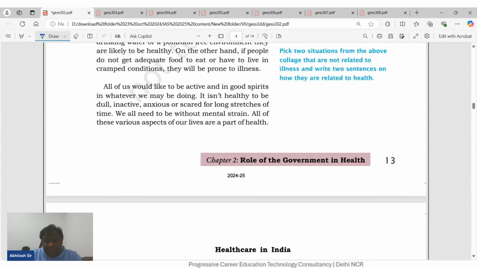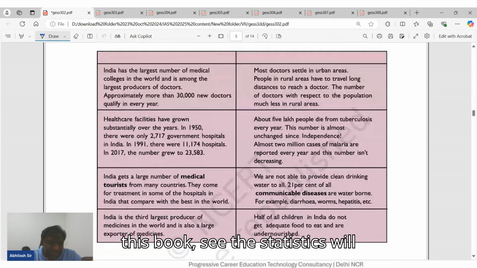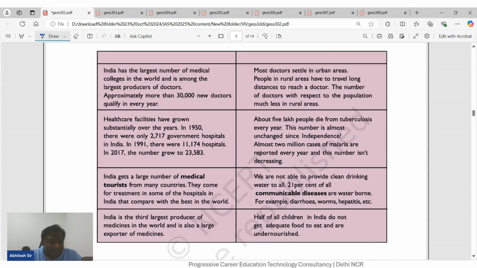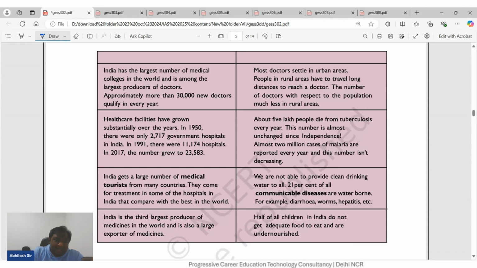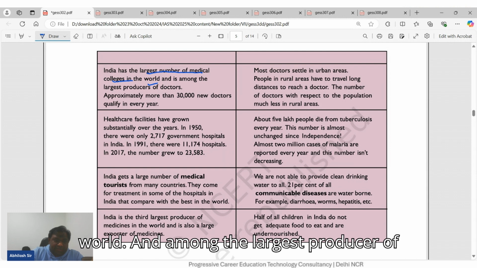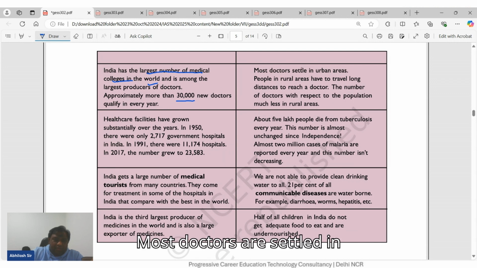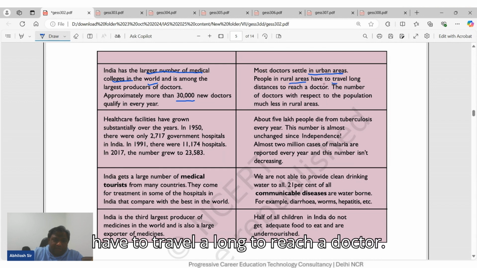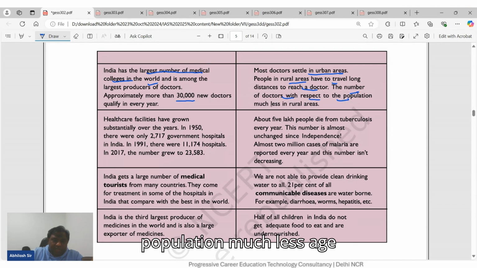So if you see the healthcare in India, as per this book, the statistics will change or have to be updated. But as of now, because we are going through this book, we will stay here only. India has the largest number of medical colleges in the world and is among the largest producers of doctors. Approximately more than 30,000 new doctors qualify every year. Most doctors settle in urban areas. People in rural areas have to travel a long way to reach a doctor. The number of doctors with respect to the population is much less in rural India.